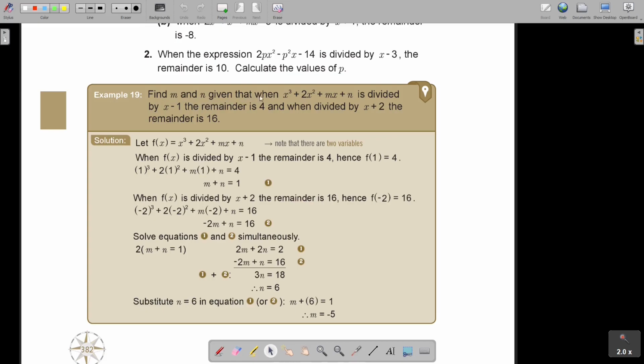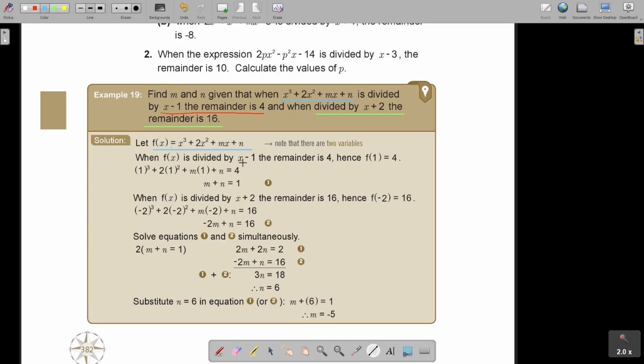Find m and n, given the polynomial, which is divided by x minus 1, the remainder is 4, and when it's divided by x plus 2, the remainder is 16. I sometimes write it like this so you don't get confused with the numbers. And there is the polynomial. It's very basic, but you always make f(x), you give it a name almost. Okay, so there is the polynomial.